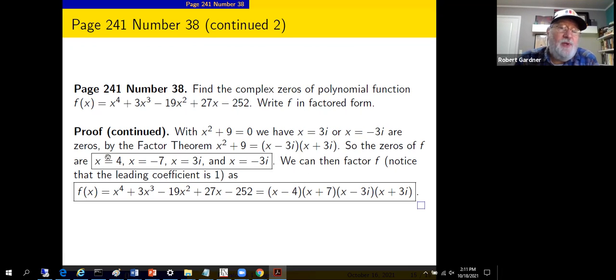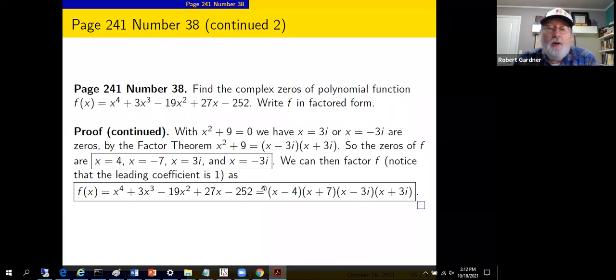Fourth degree polynomial, there's the 4 zeros of that polynomial function. And it couldn't have but 4 by the fundamental theorem of algebra. A degree 4 polynomial will have 4 roots, counting multiplicity. They're all multiplicity 1 in this one. You want to factor f. They wanted it in factored form.